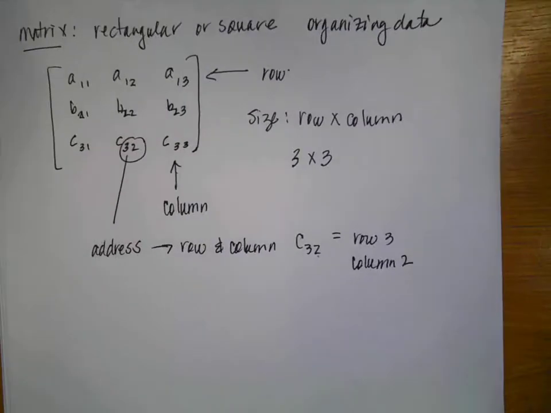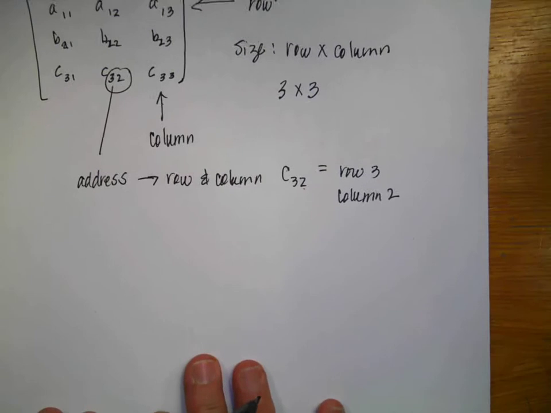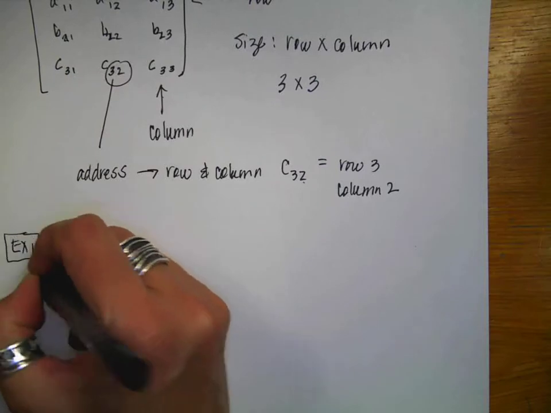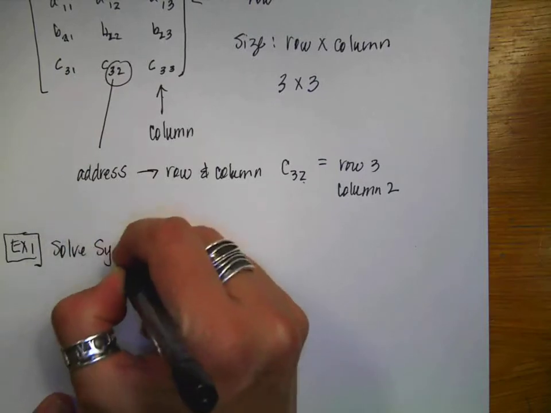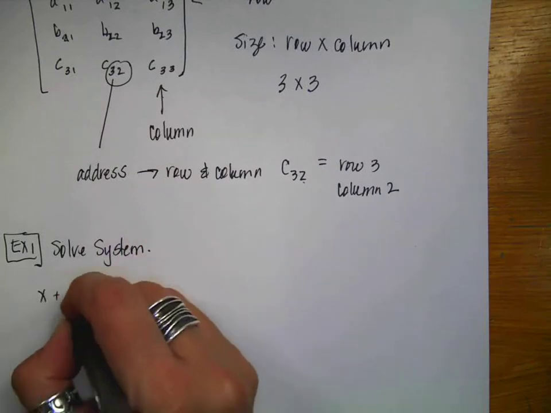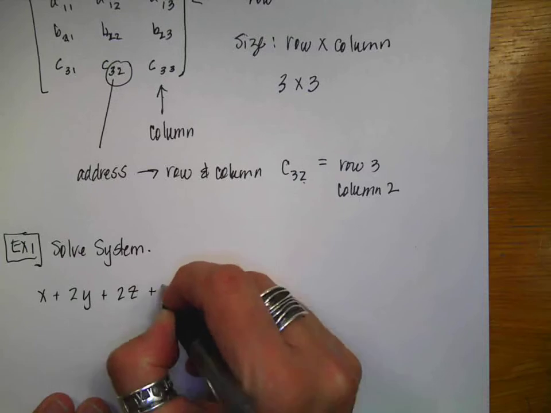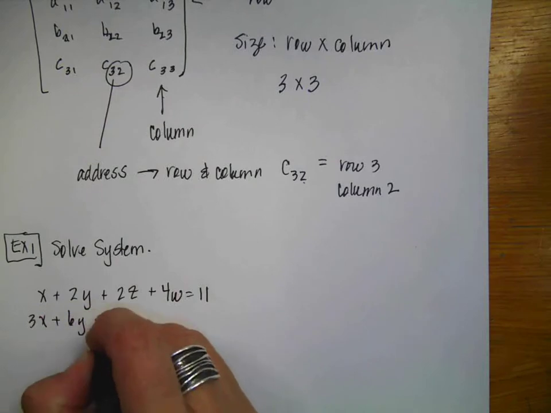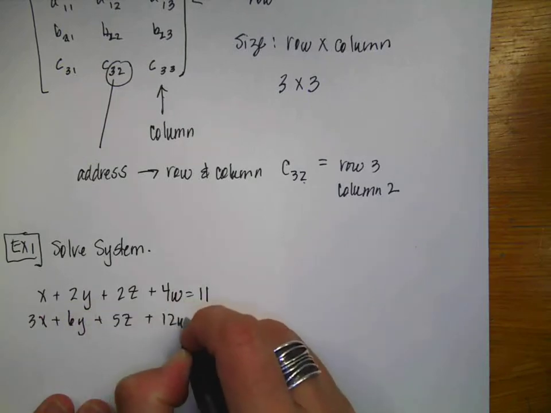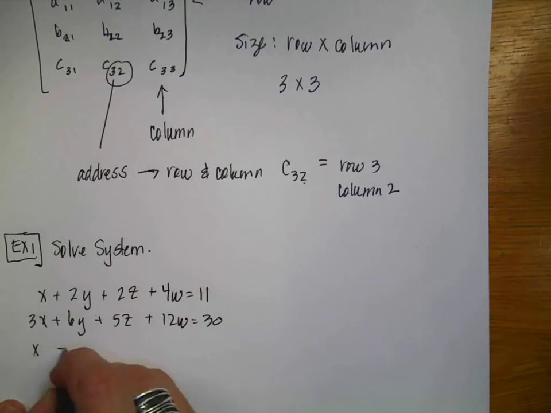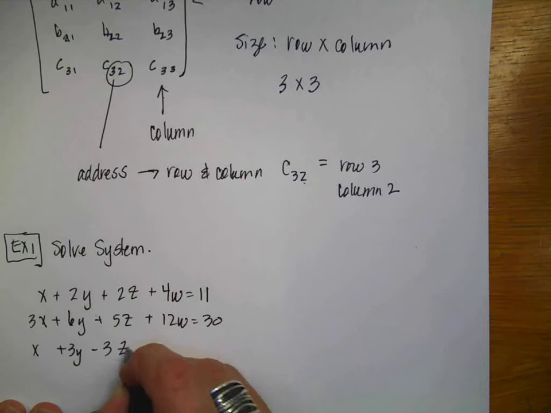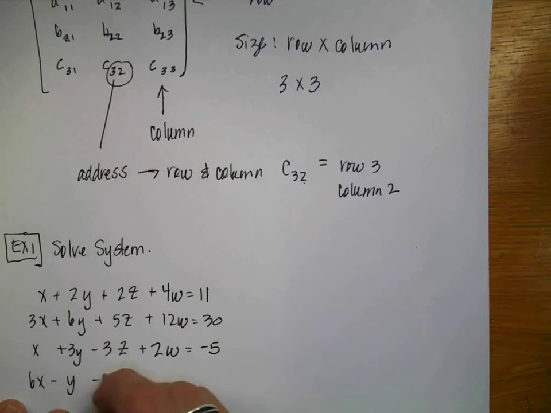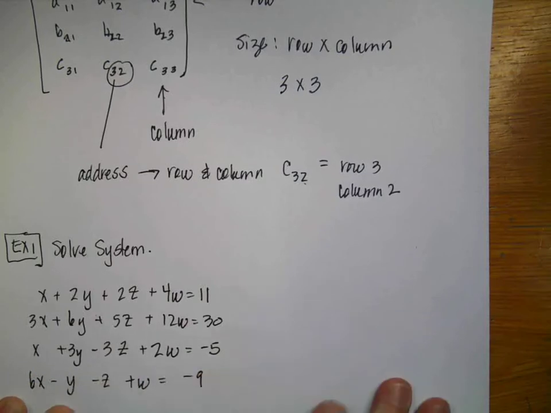Okay? All right, so we're going to do some math on matrices in this chapter, but right now we're going to go back and continue our conversation about solving systems of equations. So for example 1, I want to solve this system. I have x plus 2y plus 2z plus 4w is equal to 11, and then 3x plus 6y plus 5z plus 12w is equal to 30, and then x plus 3y minus 3z plus 2w is equal to negative 5, and 6x minus y minus z plus w equals negative 9.